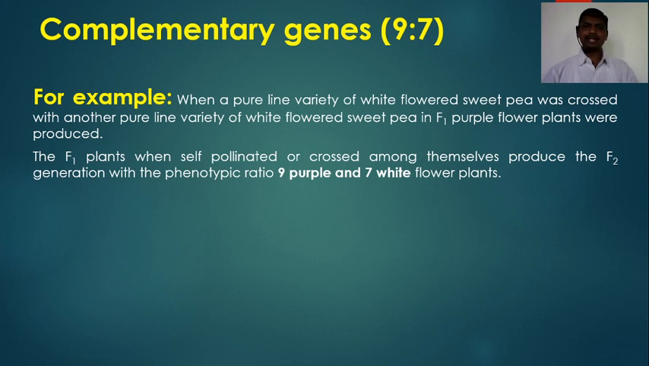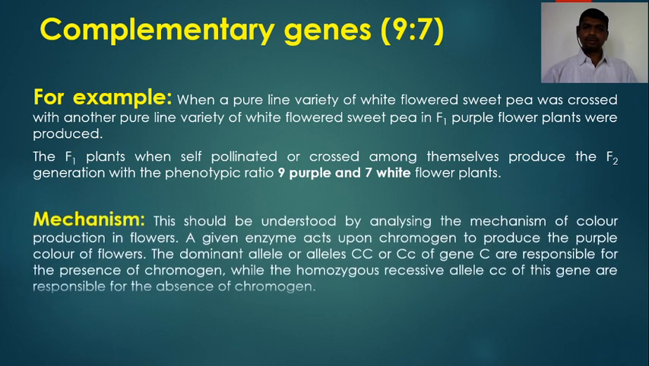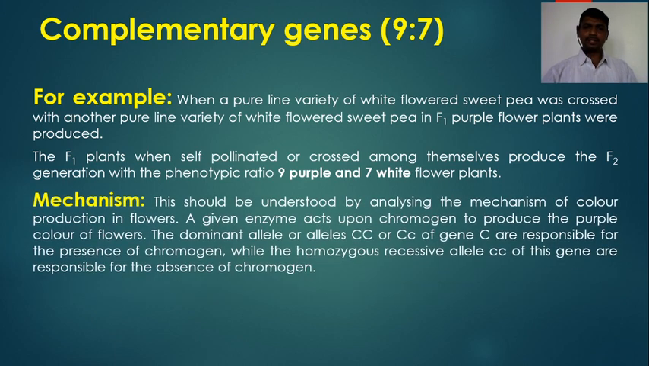Such genetic interaction we call interallelic genetic interactions. So what happened here: when a pure line variety of white flowered sweet pea plant was crossed with another pure line variety of white flowered sweet pea, in the F1 generation purple flowered plants were produced. And when these purple flowered F1 plants are self-pollinated or crossed among themselves, they produce the F2 generation with the phenotypic ratio of 9 purple and 7 white flowered plants. To understand these results, we have to study the mechanism.